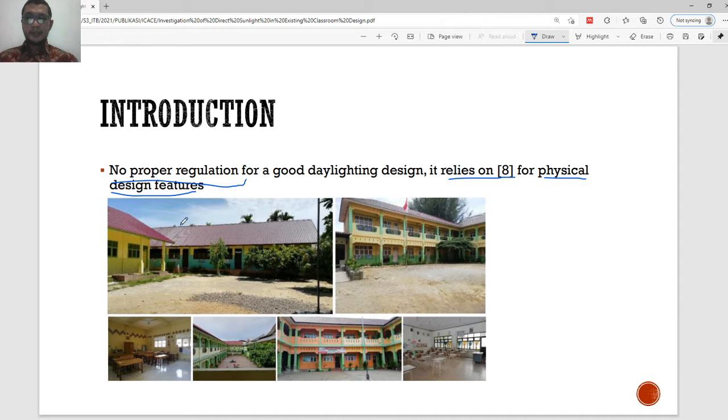As you can see on the screen here, the schools have a similar typology, whether it's a two-story or maybe a one-story building. It always has windows on both sides with corridors on the front side, or a corridor which is considered as the front side of the school classroom.